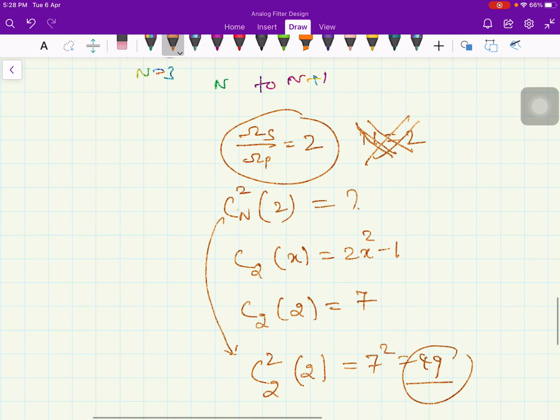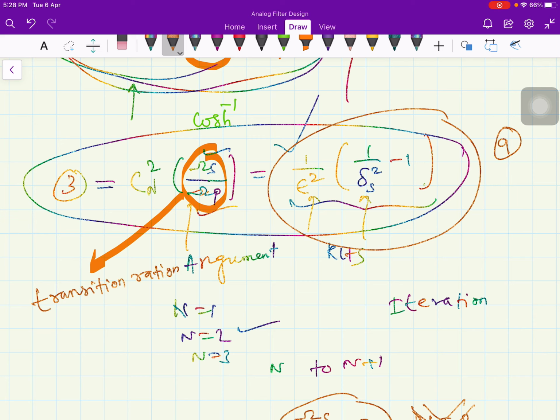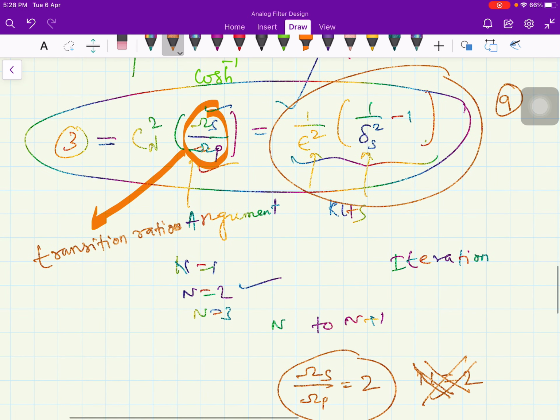And one more point I would like to mention here. This omega s by omega p, stop band to pass band, is called the transition ratio. Obviously it is a transition from the pass band edge to the stop band edge. There are several other terms which have been used for transition ratio, but you can ignore them.